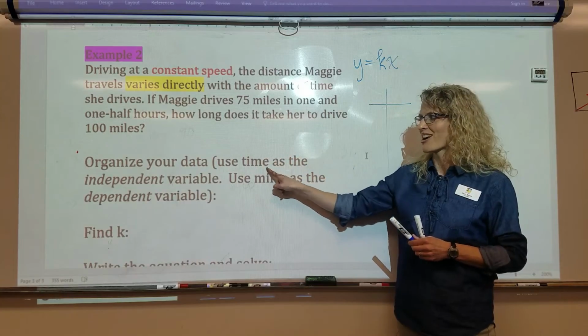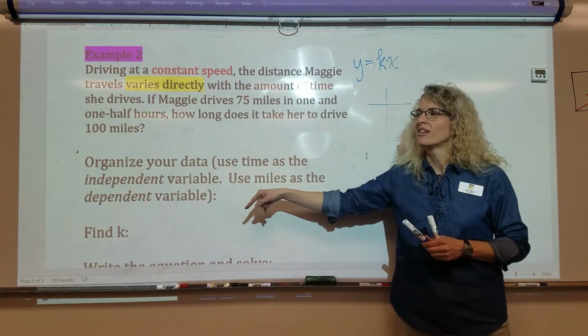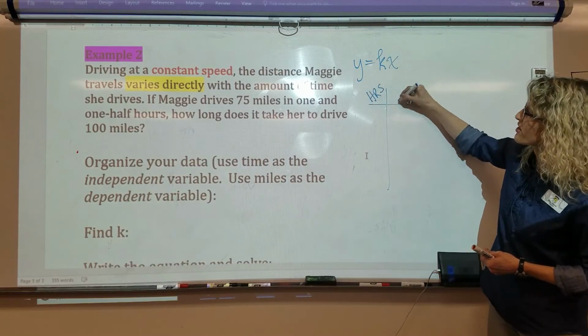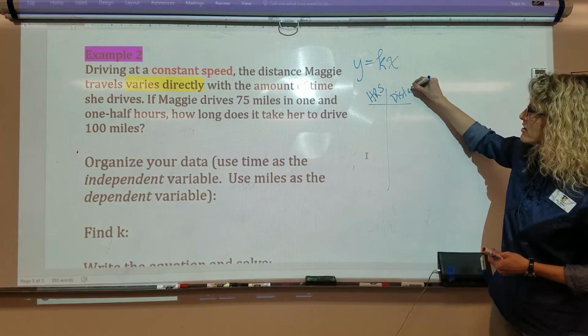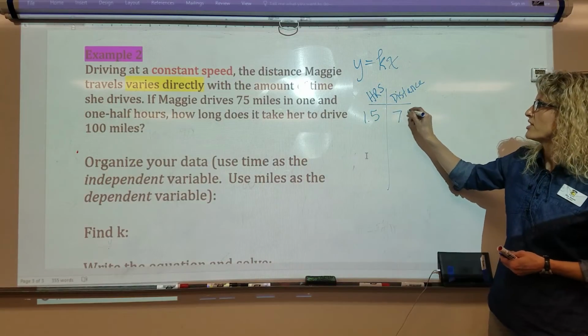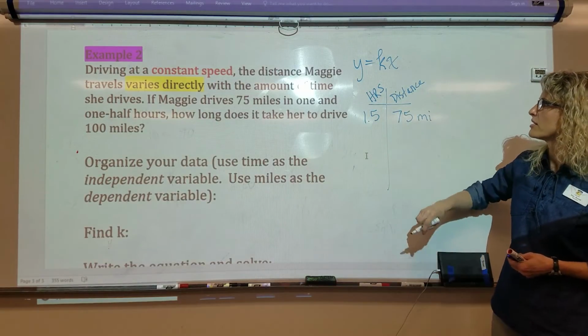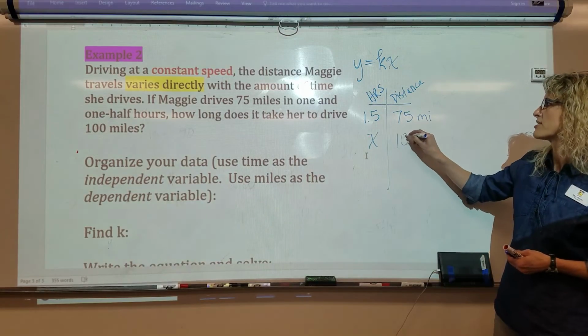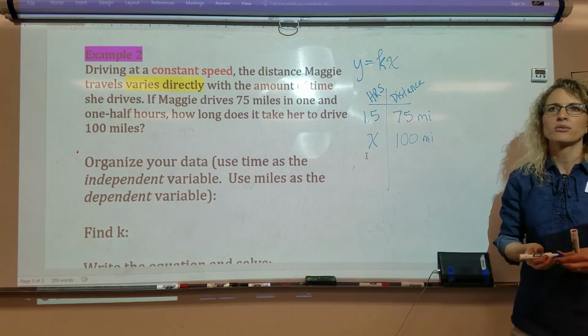It says use time as the independent variable. So time goes here, hours. This is distance. All right, so it said 1.5 hours for 75 miles. And then it says, how long will it take her to drive 100 miles? How would we set this up and solve?